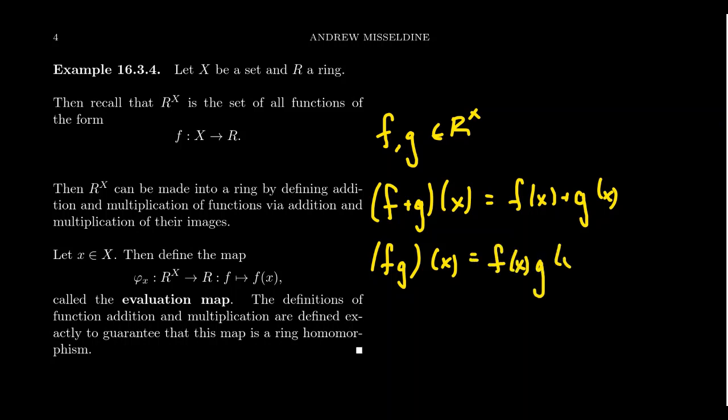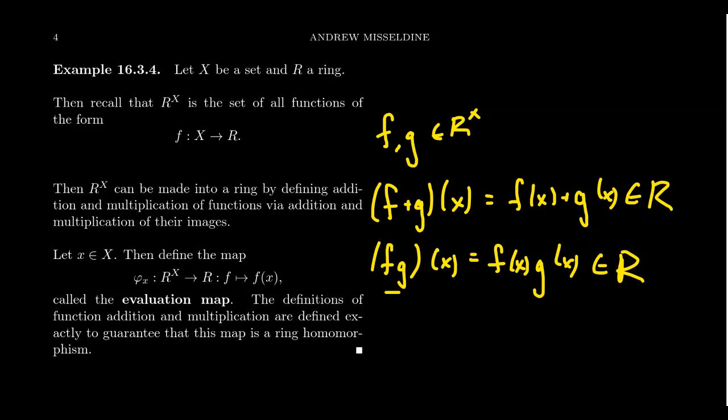Now notice f of x and g of x both belong to R. They're in the ring R. So since R is a ring, we can add together f of x and g of x, and so we define the sum of the functions using that observation. And again, f of x and g of x belong to R, so their product belongs to R because it's a ring. So f times g is defined to be the function that always maps x to the product of f of x and g of x.